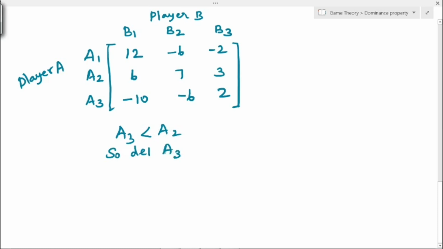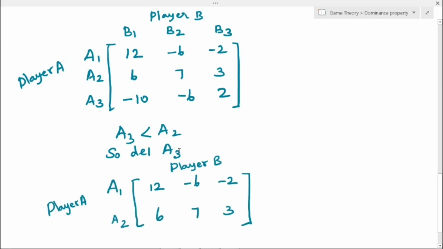Then if we delete A3, we'll get the reduced payoff matrix, that is player A with strategies A1 and A2. Now we have to check again the first two rows. In the first row we have 12, and in the second row we have 6. Which is greater? 12 is greater. And move on to the second value, that is -6, 7. Which is greater? 7 is greater. So this is not possible, because one value is greater in strategy A1 and another value is greater in A2. So there is no dominance.